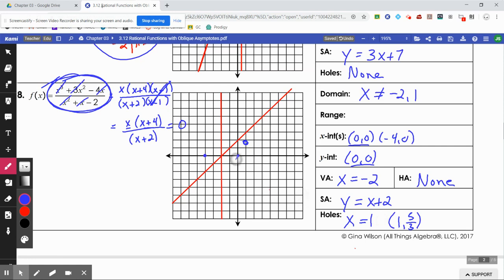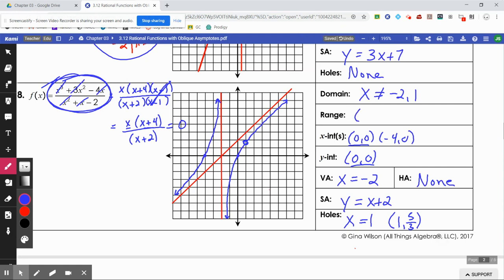Let's come down here and follow our vertical asymptote. Come up through here and go through the hole and start following your slant asymptote. Same thing on the other side. Down here, you'll follow your slant asymptote, and then as you go up, you'll start following your vertical asymptote. So there is your graph.